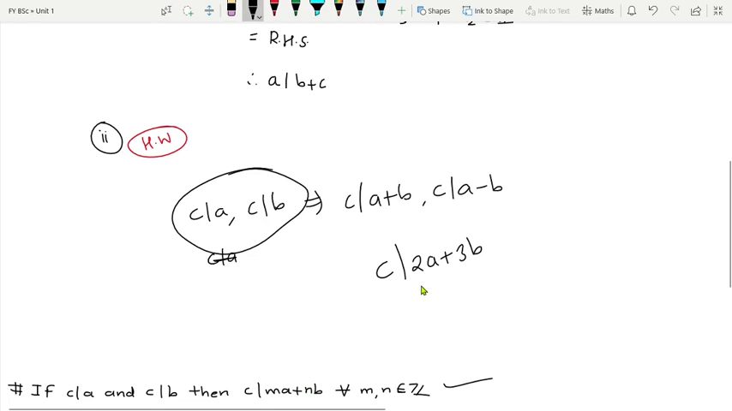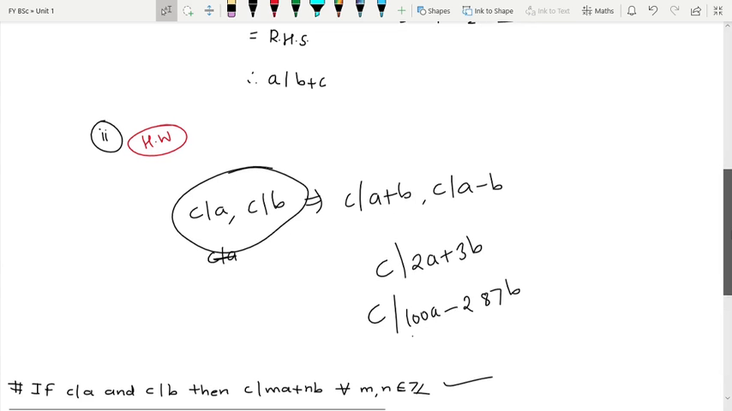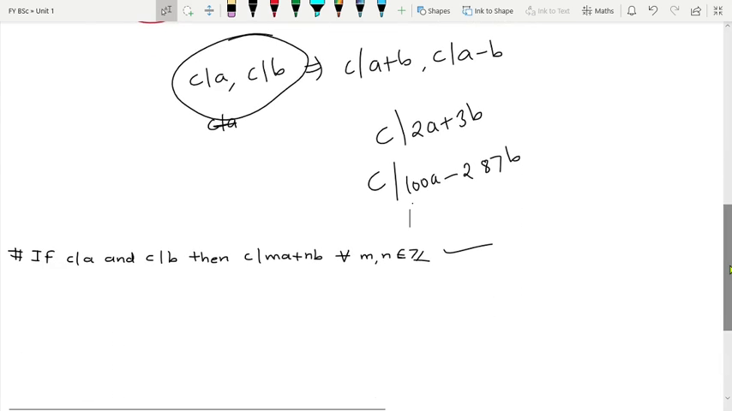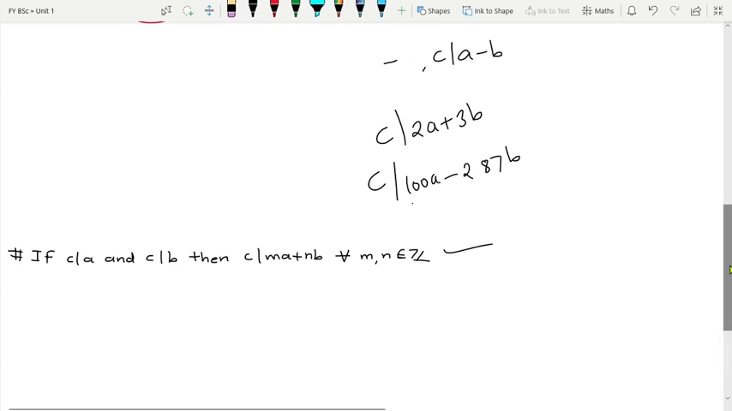So you can say C will also divide 100A minus, maybe, because I will now take the coefficient of B to be minus 287B. So this will also happen. C is also going to divide 100A minus 287B by taking the value of M as 100 and the value of N as minus 287. So this is the meaning, and the proof is similar. There is nothing special about the proof. You can prove it yourself, but still we will prove it here, it doesn't matter.